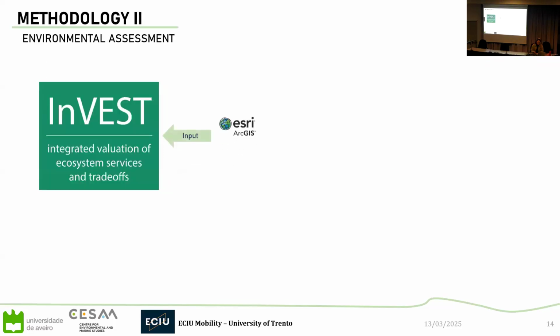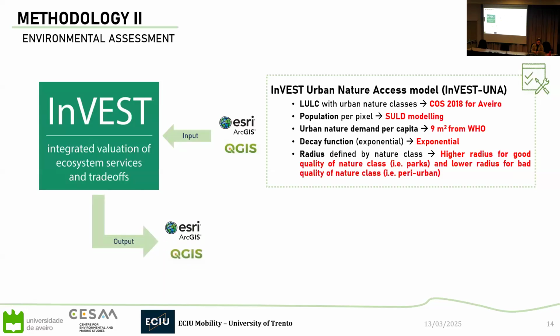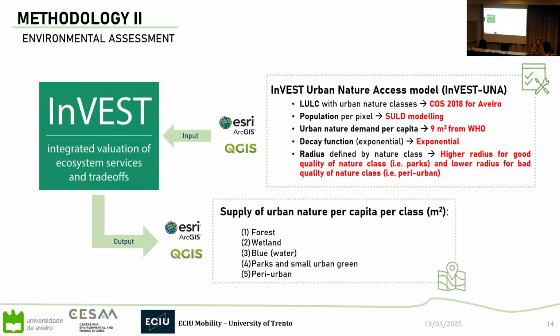And as I said, for the environmental assessment we employed this model from InVEST. It requires various input data: land use, land cover, population per pixel, urban nature demand per capita, the decay function, which is needed for the distance between the population and the urban nature, and a radius of distance that is defined in relation to each nature class we are going to assess. All the input and output data are spatially explicit, and we work with QGIS. The output we used is the supply of urban nature per capita per class, expressed in square meters. And the 5 classes we use are forest, wetland, water, parks, and peri-urban.